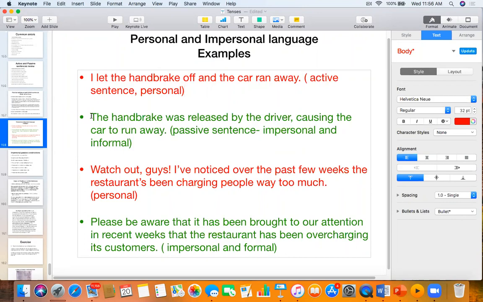What difference do you see? This is passive. I let the handbrake off and the car ran away. Passive: the handbrake was released by the driver, causing the car to run away.